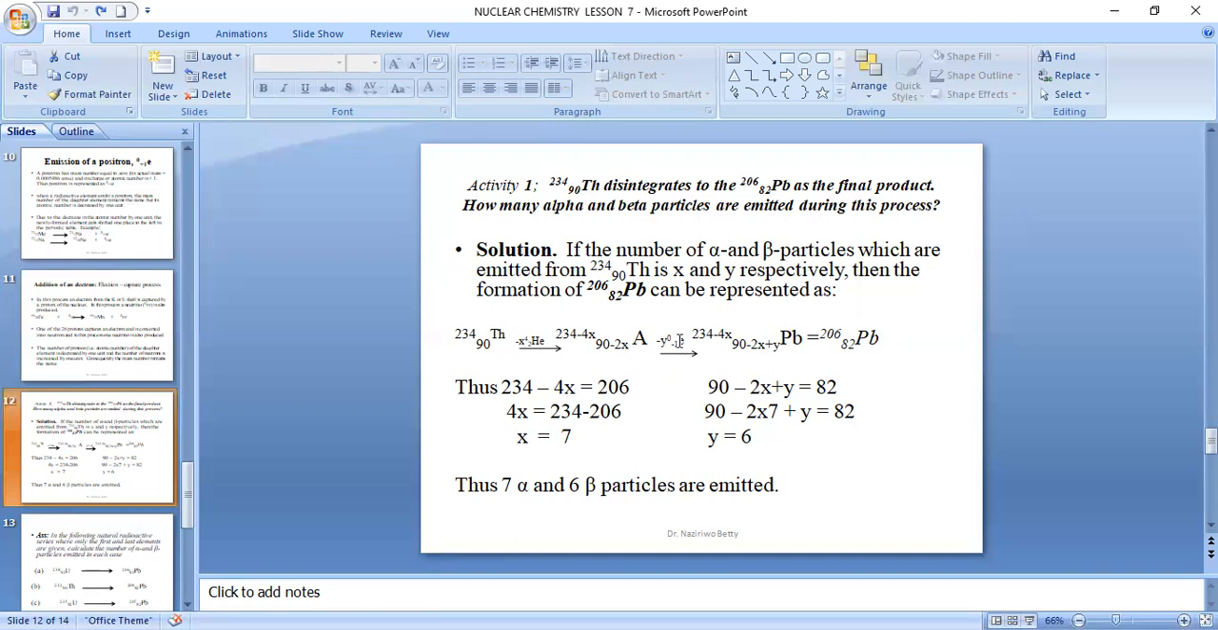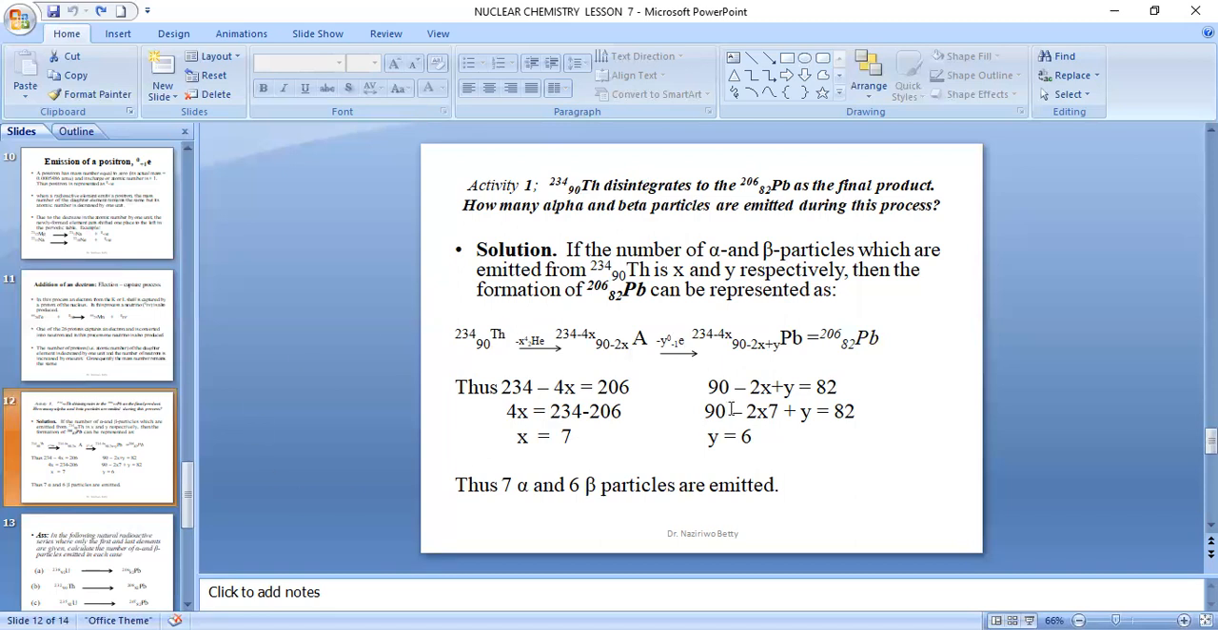Since a beta particle has 0 atomic mass, the atomic mass of the final product, which is lead, will remain the same, which is 234 minus 4x. But the atomic number will increase by y, which is 90 minus 2x plus y, giving rise to the formation of the product, which is lead-206 with atomic number 82. So equating the atomic mass 234 minus 4x to the final product lead-206, and evaluating the value of x, we shall get x as 7.